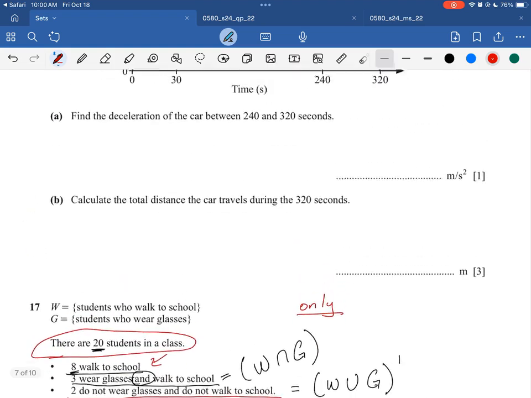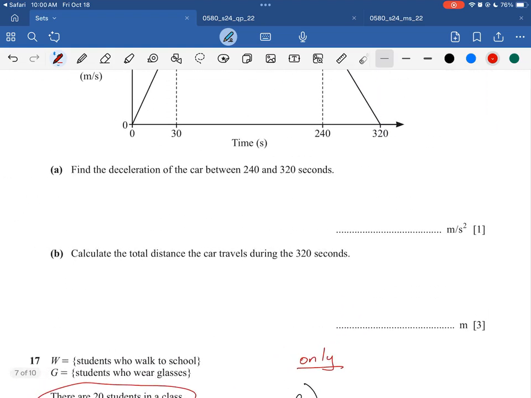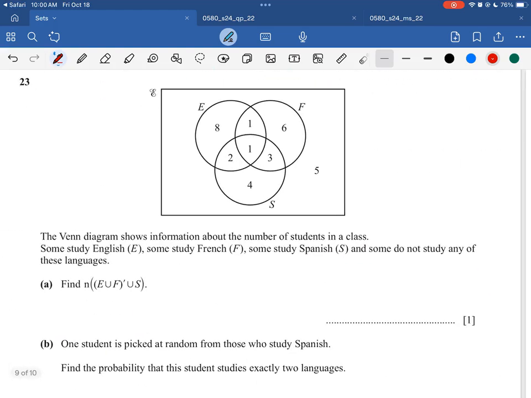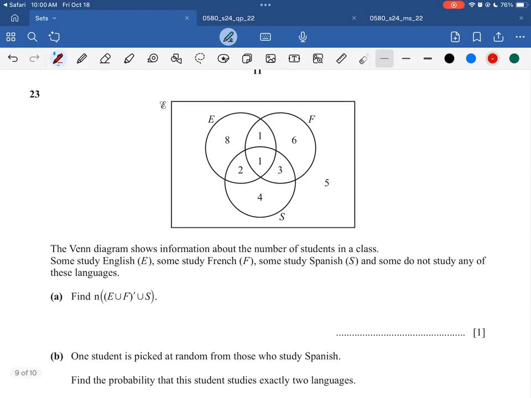Okay, we're going to do one more question because I think we're running into 30 minutes now. Okay, last question. The Venn diagram shows the information about the number of students in a class. Some study English, which is E. Some study French. And some study Spanish. And some do not study any of these languages. When you say some do not study any of these languages, that is outside all this. In this case, it's 5, meaning 5 people don't study anything.